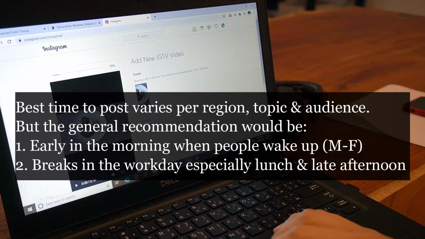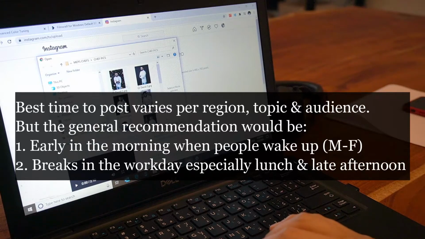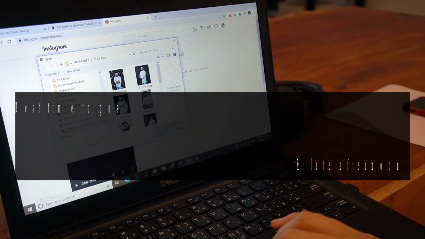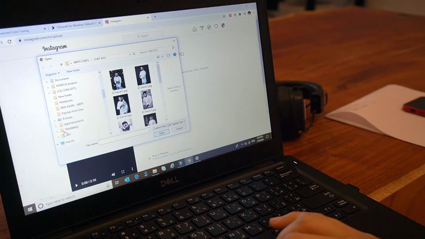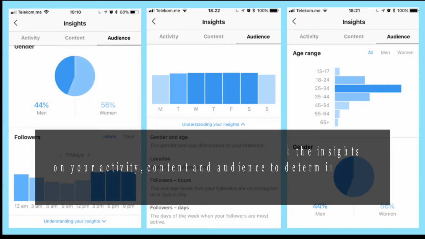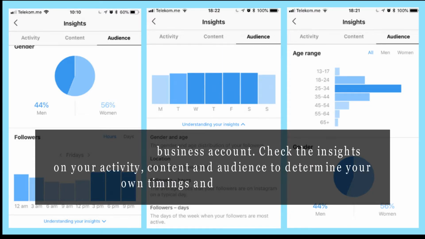First would be early in the morning when they wake up, but this is only effective during the weekday when people are off to work. Second would be during breaks in the workday, most especially lunch, and the next would be late afternoon before they head back home.